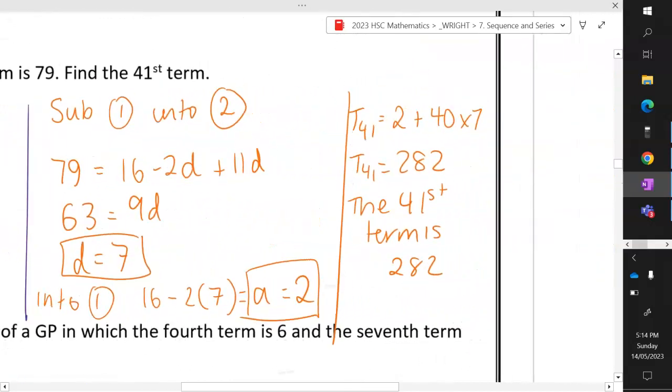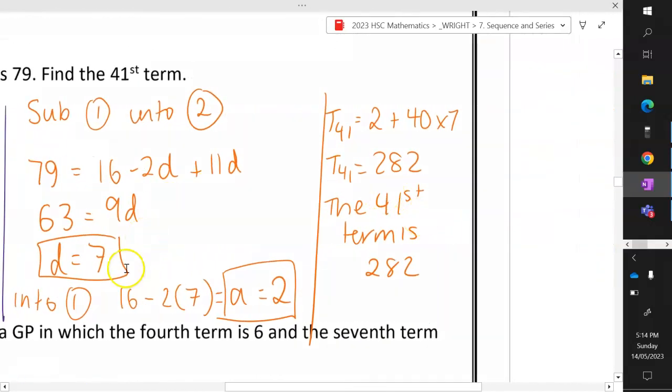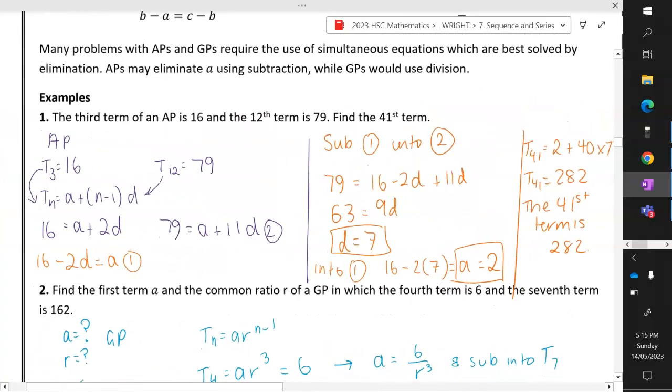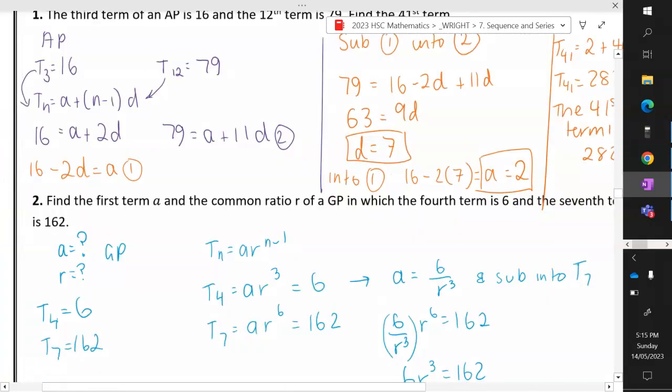It said find the 41st term. So we now have D is 7, A is 2. So term 41 is A plus (N minus 1), which is 40, times D, which gives me 282. So the 41st term is 282. Fairly straightforward. I think you guys will be really good at that because you've done lots of simultaneous equations for the last 3 years. Let's look at number 2.